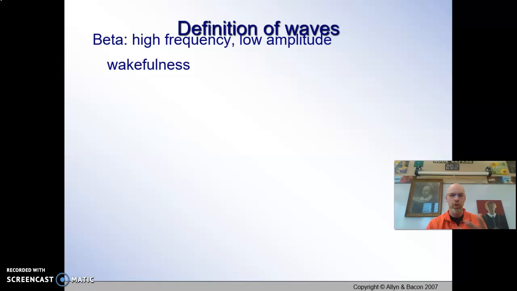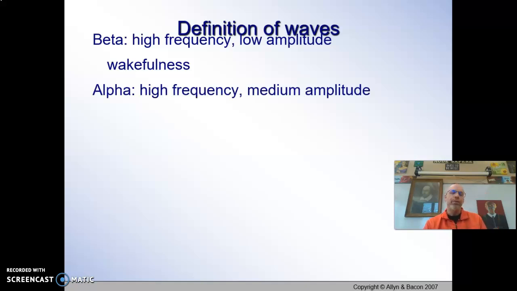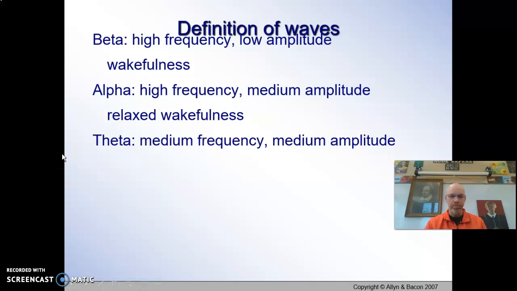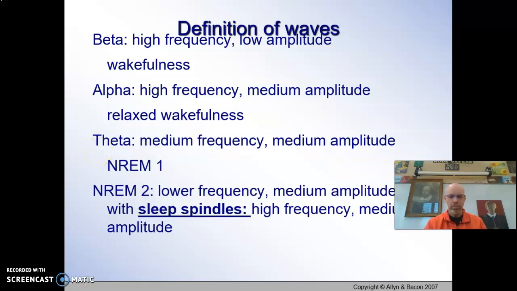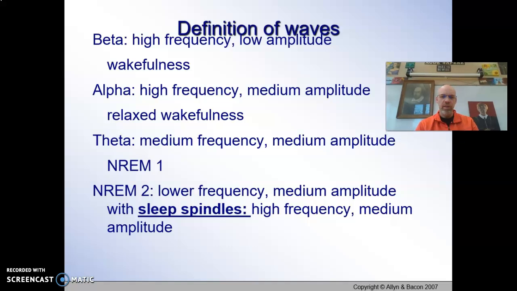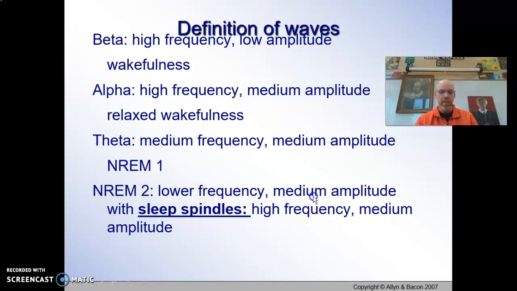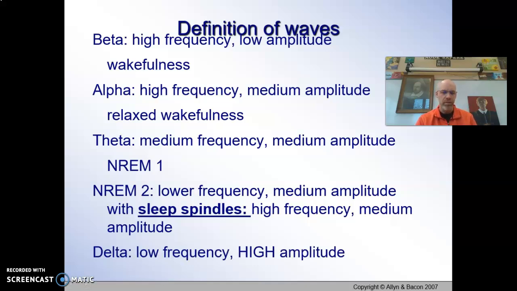Okay, so when we look at definitions, we have beta waves, which are high frequency and low amplitude. That's when we're awake. That's what you should all be having, hopefully, right now. If you start to kind of drift, you're reading a book and you've got relaxed wakefulness, you'll have high frequency, medium amplitude. Theta waves start to get you into that NREM 1, that stage 1 non-REM sleep, medium frequency, medium amplitude. You'll get into non-REM sleep stage 2, lower frequency, medium amplitude, and then you'll get your sleep spindles, and then those occasional K complexes, which are delta waves. Low frequency, high amplitude, and you're going to see that in NREM 3 and K complexes.